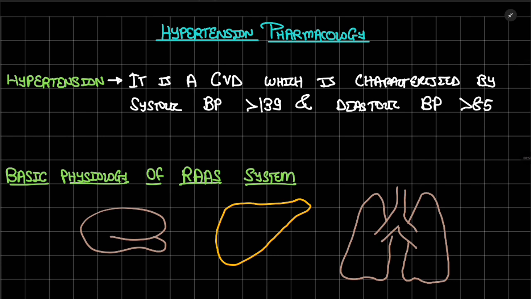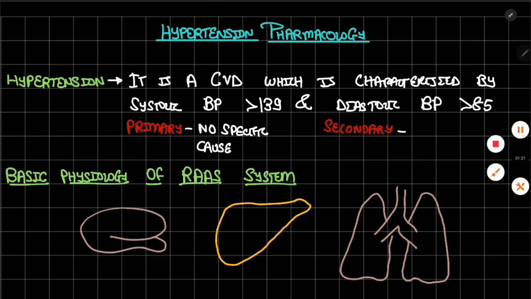We have two types of hypertension. We'll just write the names and I will just dictate what it is. Primary and secondary. Primary has no specific cause, and secondary is due to some underlying renal or vascular causes or endocrine or any other disease.